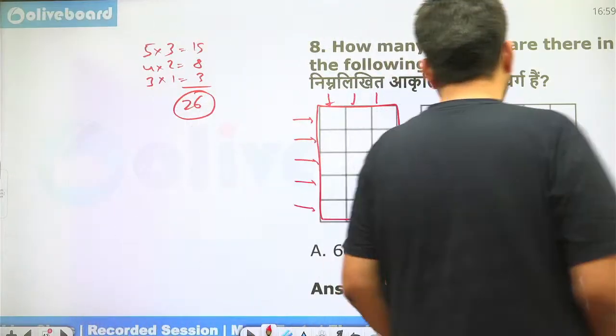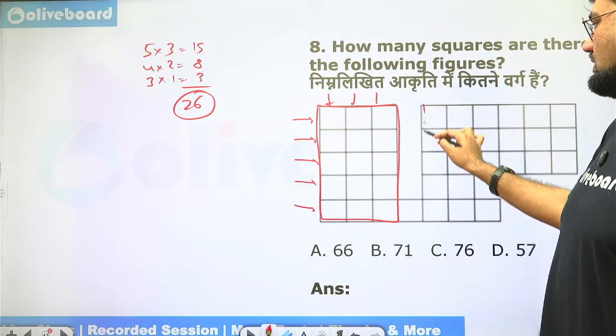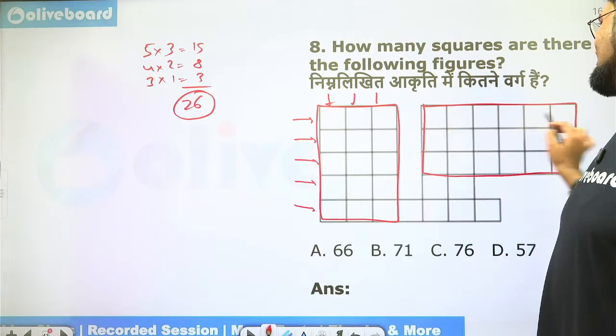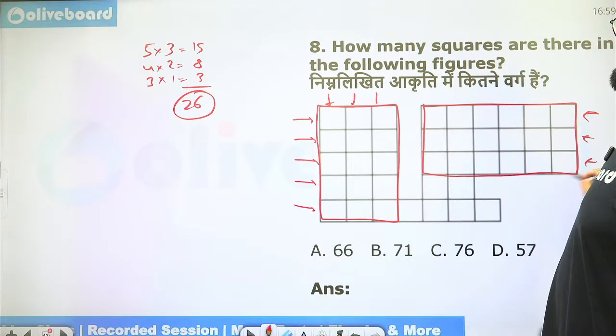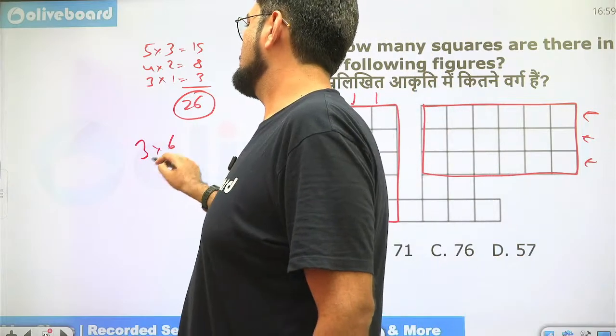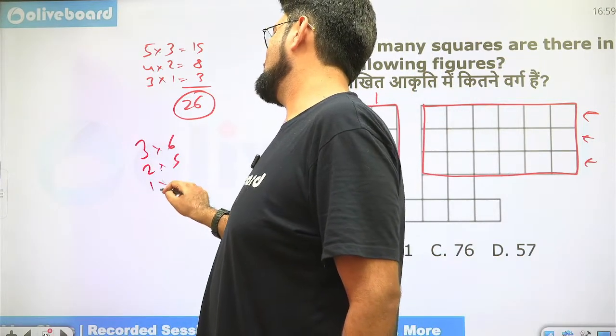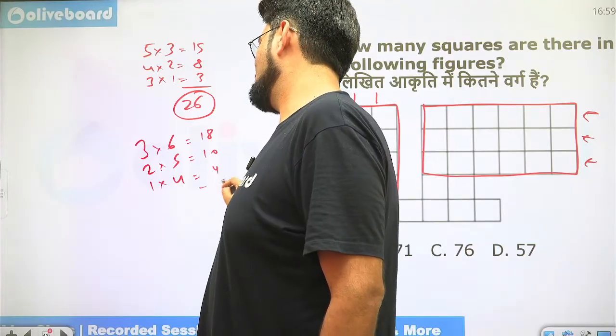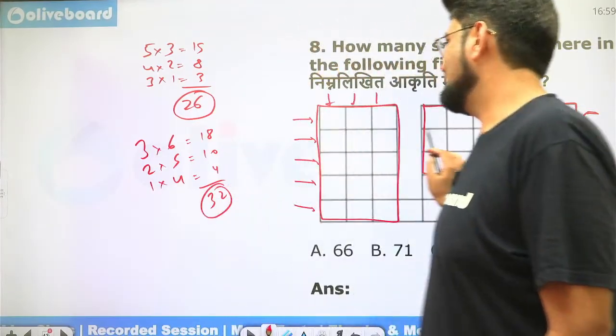Then I'll pick up the grid here, but I'll pick up obviously a continuous grid only, no? So this is a better option for me. So I have 3 rows here and 6 columns here. So 3 into 6, 2 into 5 and 1 into 4. So this is 18, 10, 4. So 32 squares I have in this grid.